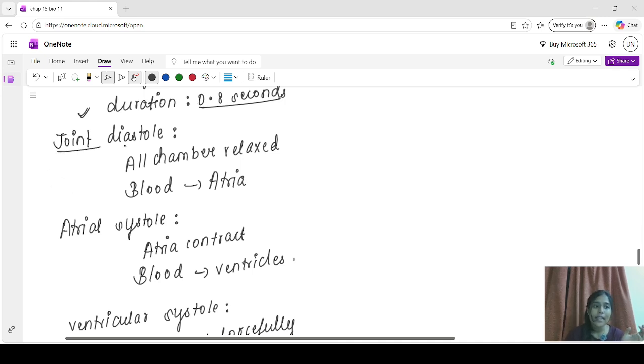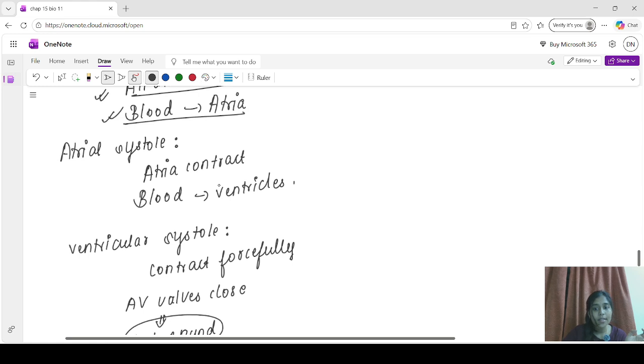Okay. Now, let's see joint diastole. Joint diastole is nothing but all chambers being relaxed. Blood will enter the atria. And then atrial systole. What happens in the atrial systole? The atria will contract and blood will move to the ventricles.